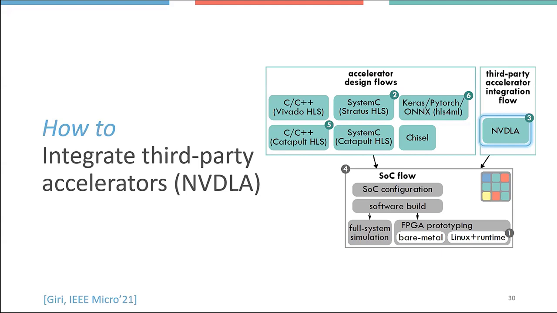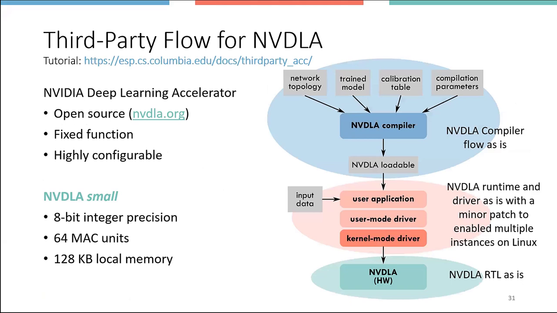In this case, the case study that we have is with NVDLA, which is an open source accelerator from NVIDIA, the NVIDIA Deep Learning Accelerator. It's open source at this link. It's very similar to the other ESP accelerators that we are gonna see in this tutorial. It's just much more complex, but the idea is that it's a fixed function accelerator, highly configurable with a lot of configuration registers. The version integrated in ESP is the NVDLA small, so that it can easily fit also in your FPGA prototypes.